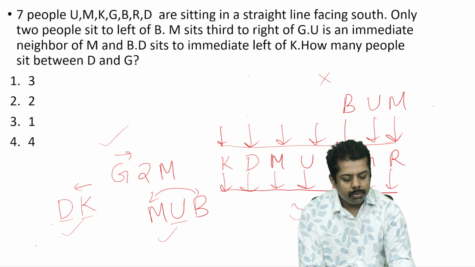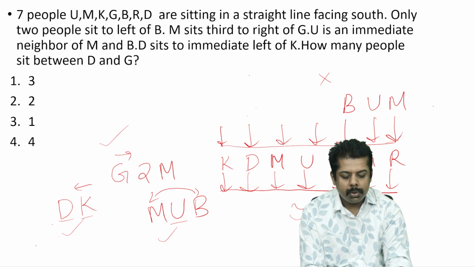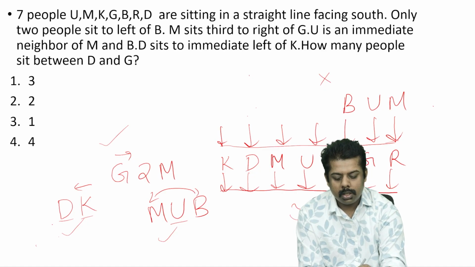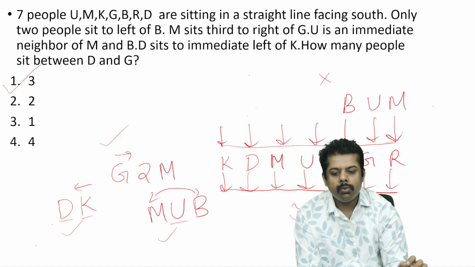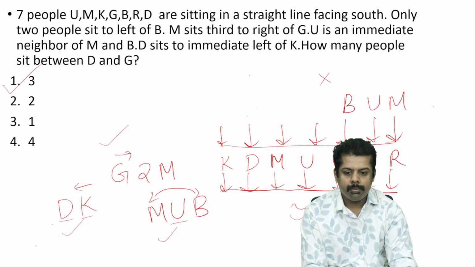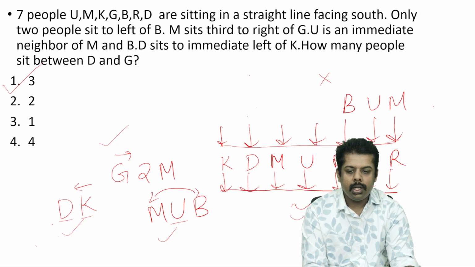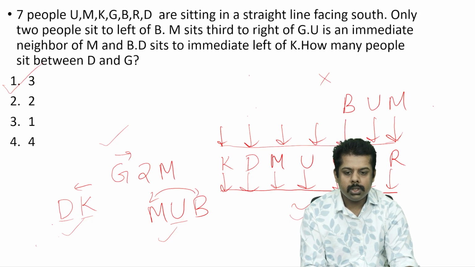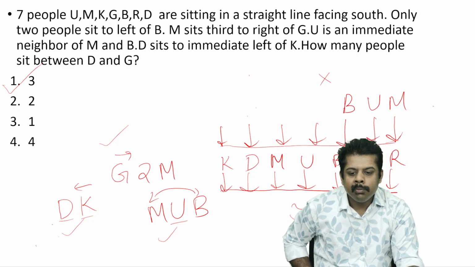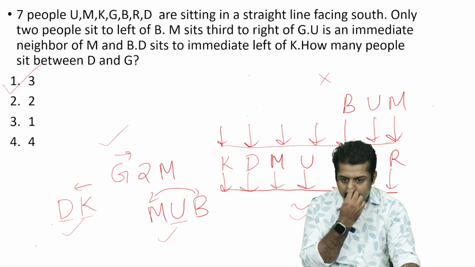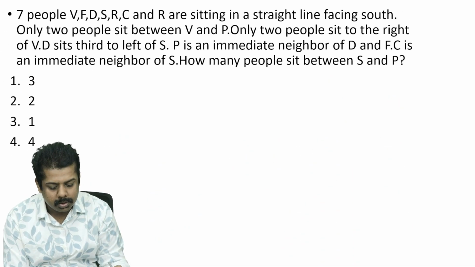Now if we're just going through the question, what was the question basically? How many people sit between D and G? So if we're just seeing here, there are 3 people. So the answer has to be option 1, that is 3. So I hope that you have got an idea of this sort of question. Any doubts, you can just go through it. Now we can move to the next question here.